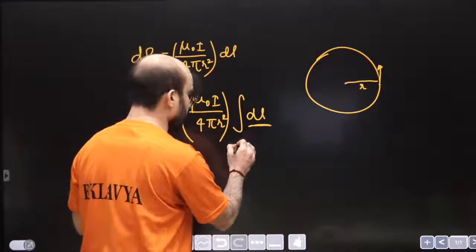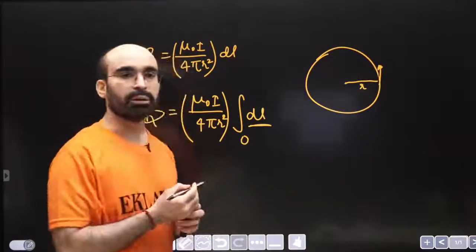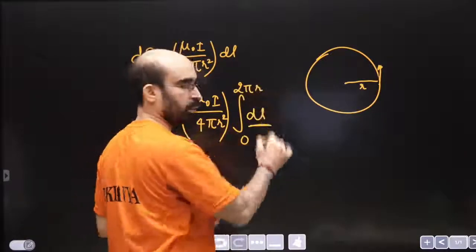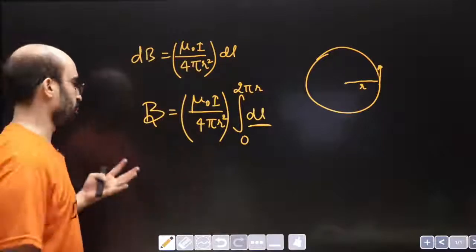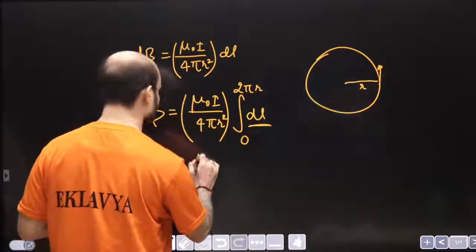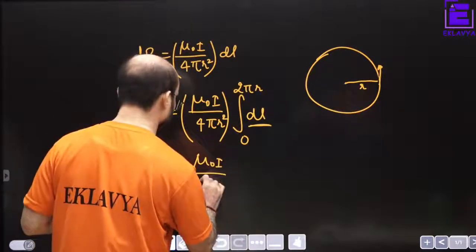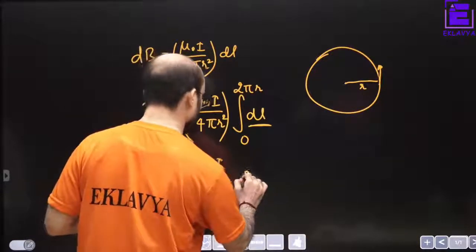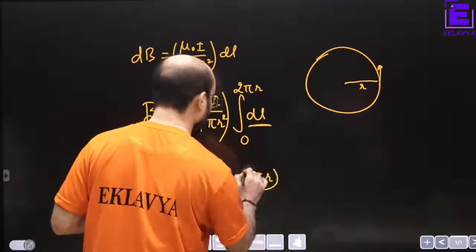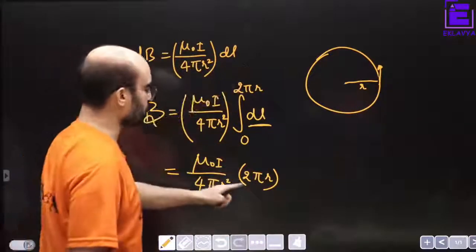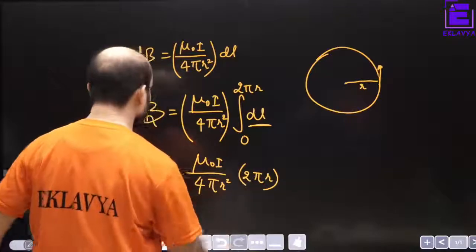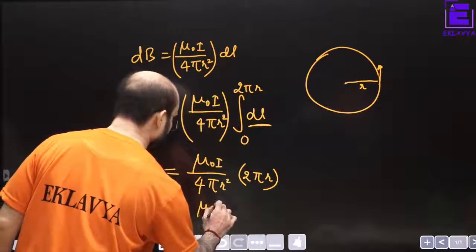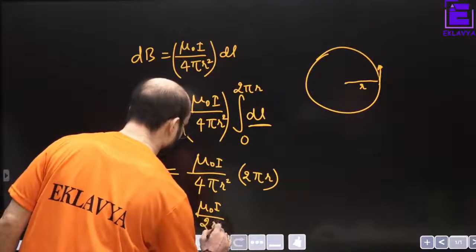Now what are the limits? Limits are from 0 to 2 pi r, right? Now what will be this? This is very simple. Mu naught I upon 4 pi r square into 2 pi r, right? If you integrate this, you will have 2 pi r. So what is the final result? It is mu naught I by 2 r, right?